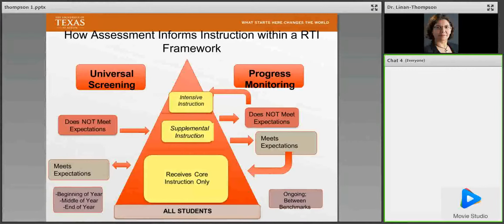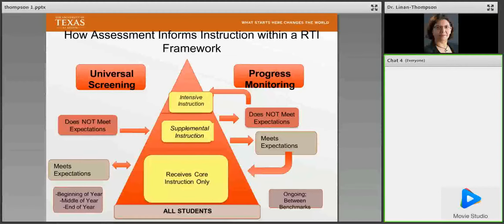So here is the RtI framework that everybody knows. We have the universal screening at the beginning, middle, end of the year, and the movement between tiers that we are all familiar with.